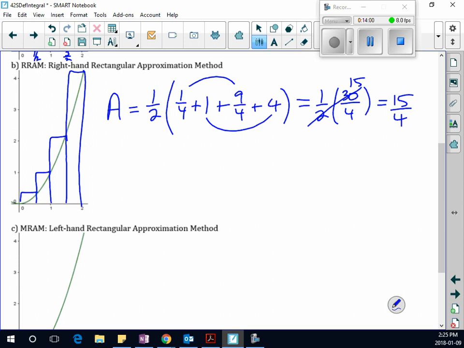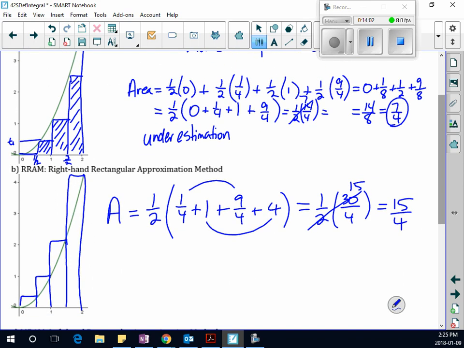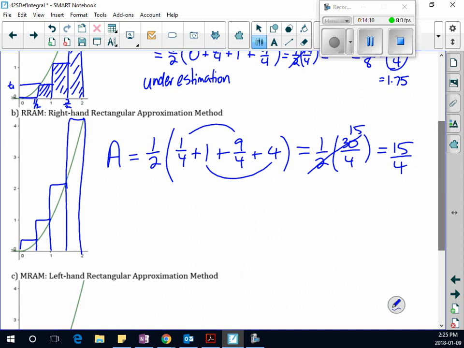Okay, by the way, if I go back just to compare this, this is 7/4, which is what, 2 1/4? No, 1 3/4. Yes? 15/4 is 3 3/4, 3.75. So do you see this is an underestimation, and you can see visually this is an overestimation. Just so you know, right rectangles aren't necessarily always going to be an overestimation. It depends on whether it's concave up or concave down, right?